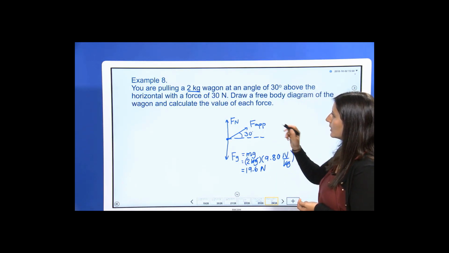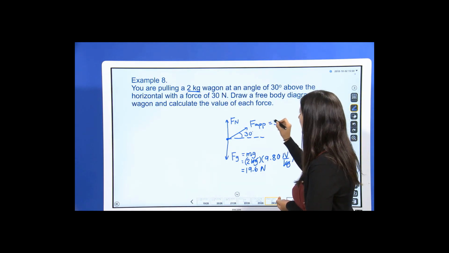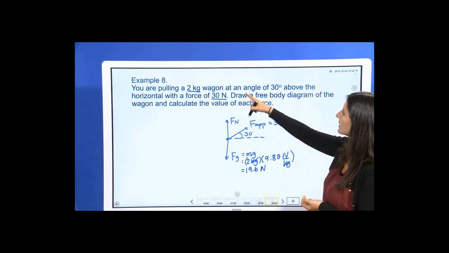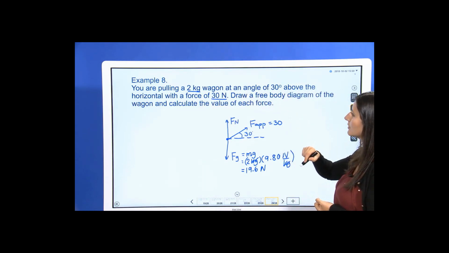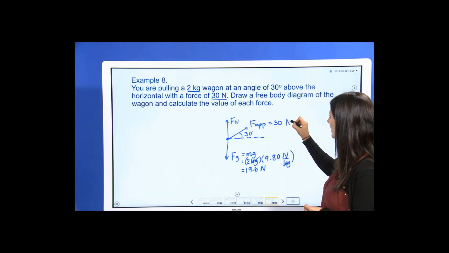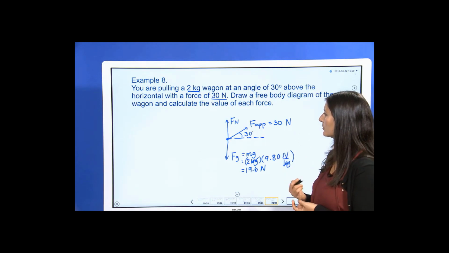My F applied, the question tells me my F applied is 30 newtons. Okay, so that's right here. It tells me I'm pulling the wagon at an angle of 30 degrees with a force of 30 newtons. So this is my force applied, is 30 newtons. Okay, and then I have a normal force.